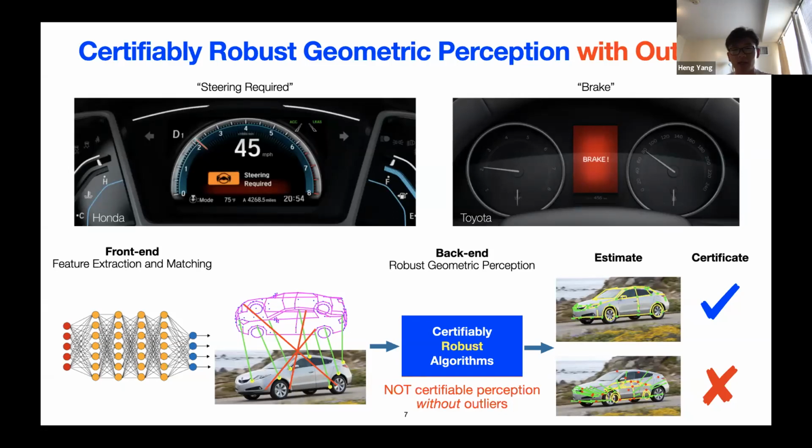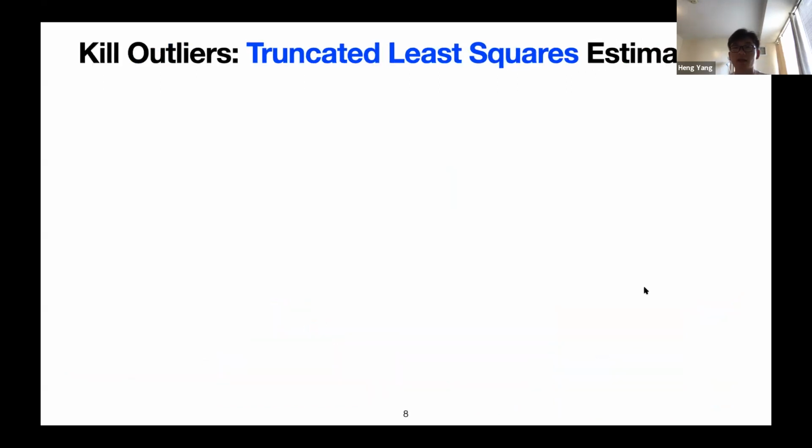The first main aspect is that in certifiably robust algorithms, we explicitly consider outliers, and we use a robust cost function that is known to be robust to outliers. The second main difference is that relaxing these problems becomes significantly more challenging, and requires more tools from optimization and applied math. As for the first difference, we are going to use a robust cost function called truncated least squares, which helps us kill the outliers.